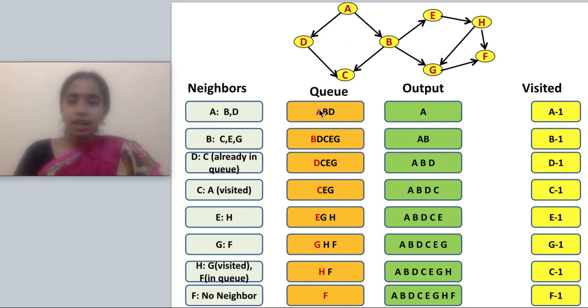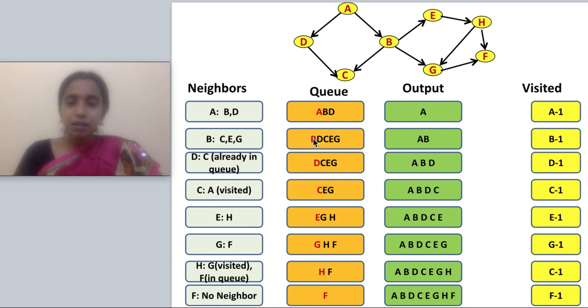I am inserting A, I have enqueued A in the queue. So I want to dequeue A. What I have to do? I have to enqueue all the neighbors of A. So who are all the neighbors of A? B and D. So I am enqueuing B and D. Meanwhile, I have visited A, and I have dequeued A to the output.